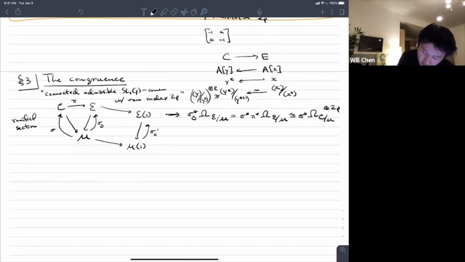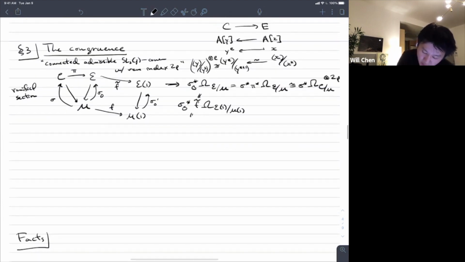So on the other hand, you can also think of this as the pullback, so sigma 0 upper star. Let's call this map F tilde, and let's call this map F. So this is sigma 0 upper star F tilde of the pullback of the cotangent sheaf of the universal family over M1. And you can also pull back a different way, and you get that this is F upper star sigma 0 prime upper star over M1.